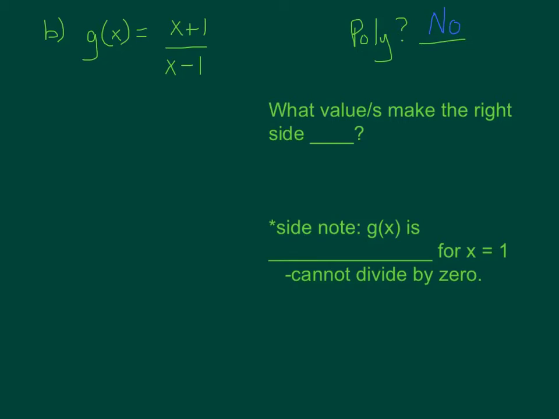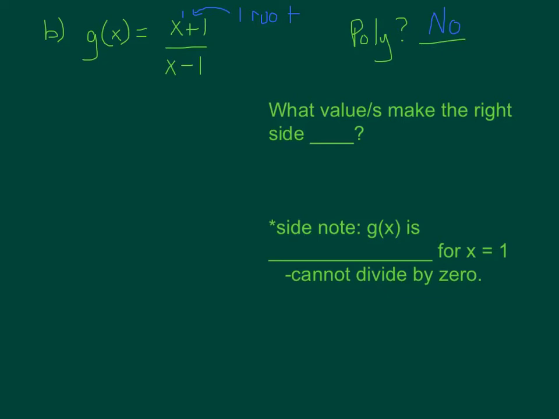The reason the answer is no is because we have a variable in the denominator. Also, I want you to note that the degree here is 1. The highest power you see is 1. That means there's only one root, or one zero, or one place this crosses the x-axis. Now let's find that zero.